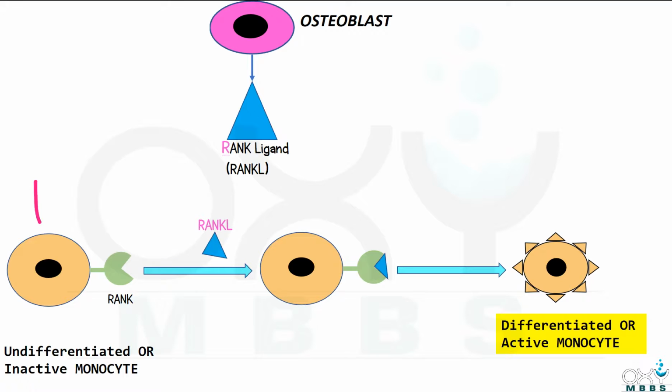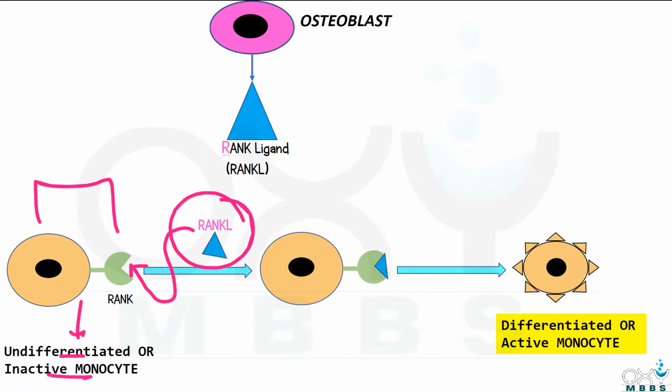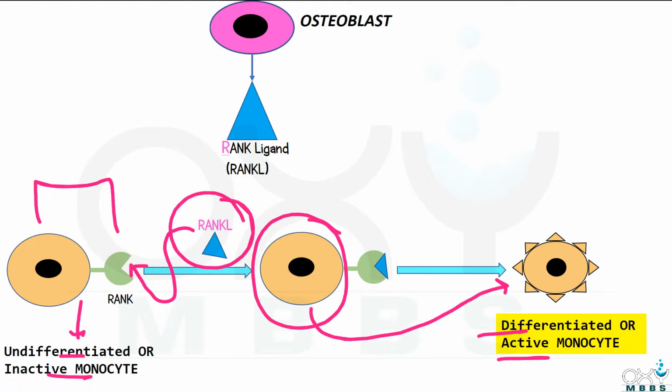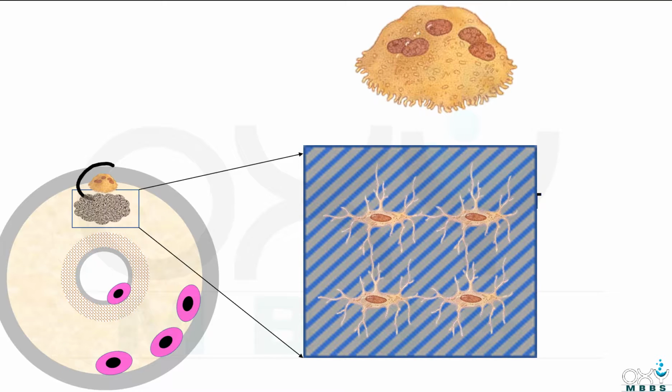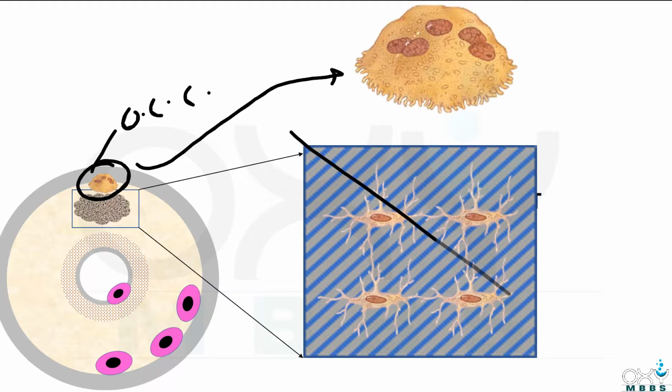So these monocytes without a RANK ligand are called undifferentiated or inactive monocytes. But after attachment of this RANK ligand to this receptor, some changes occur in these monocytes, and these monocytes are now differentiated or active monocytes. And friends, only these differentiated or active monocytes are now able to fuse with each other to form a giant cell that is called osteoclast cell. So these are newly formed osteoclast cells, and these cells reach a place where bone degradation is needed.